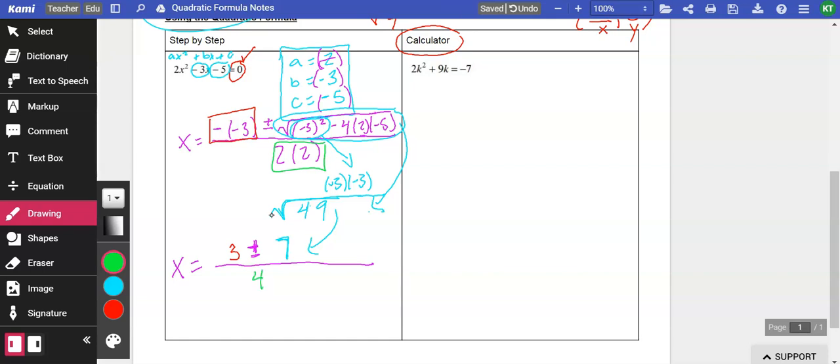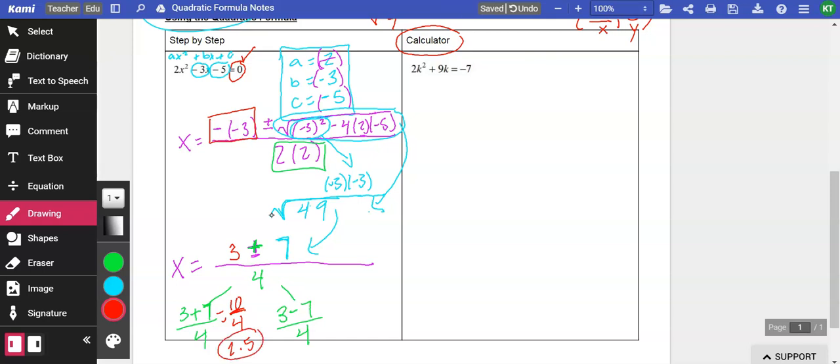Now that we have all of those pieces simplified, we need to break this off into 2 pieces. We need a plus piece and a minus piece. So we have 3 plus 7 over 4. And then we have 3 minus 7 over 4. So it just breaks it into 2 different problems. 3 plus 7 is 10 over 4. 10 divided by 4 is 2.5. So that's one of our answers.